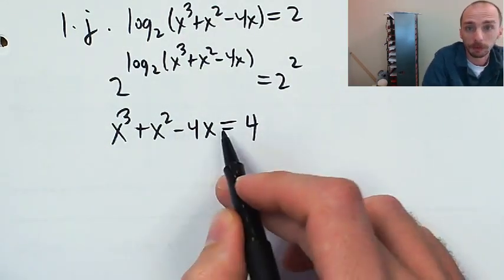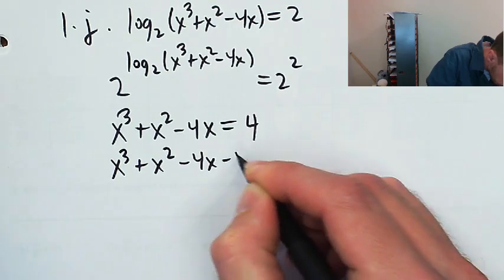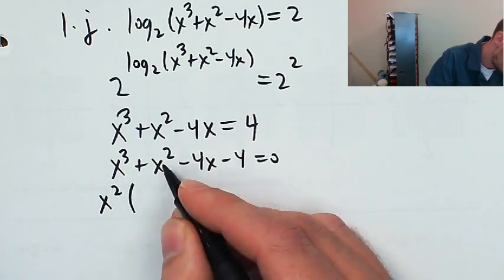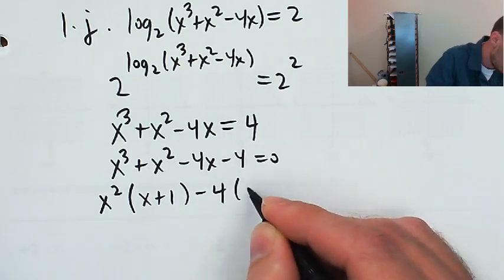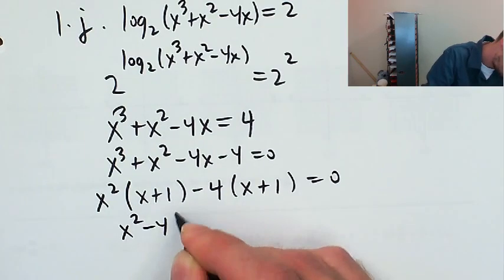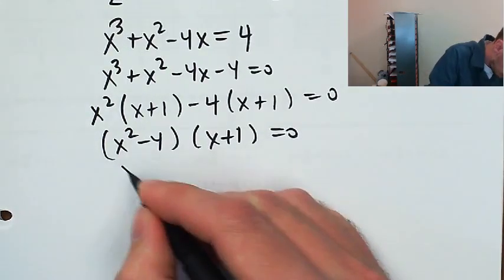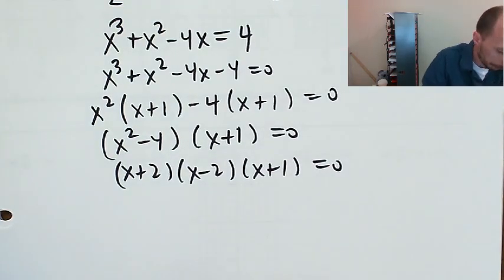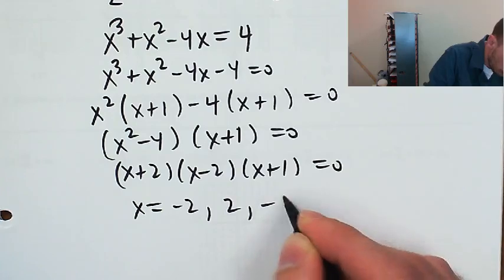And because I've got multiple powers of x in the same equation, I have to set it to 0. Okay, and now I'm going to do group and factor. So I think out of the first 2 terms, I can pull out an x squared, leaving me with an x plus 1. And then out of the second 2, I can factor out a negative 4, and I'd be left with an x plus 1. Okay, so that leaves me with x squared minus 4 multiplied by x plus 1 equaling 0. Keep going here, x plus 2, x minus 2, x plus 1 equaling 0. Okay, and so that's going to give me x equaling -2, 2, or -1.